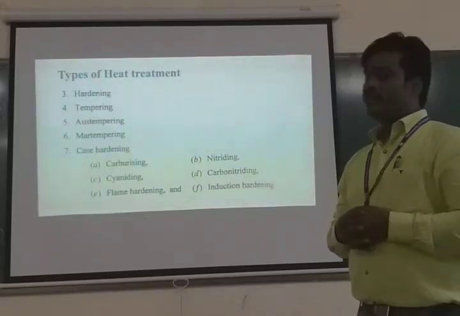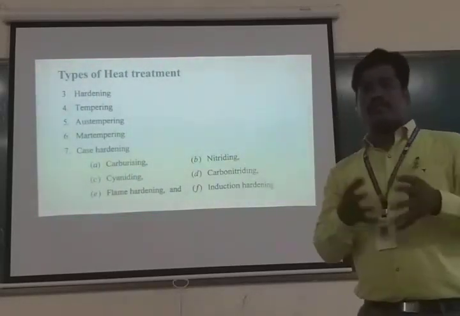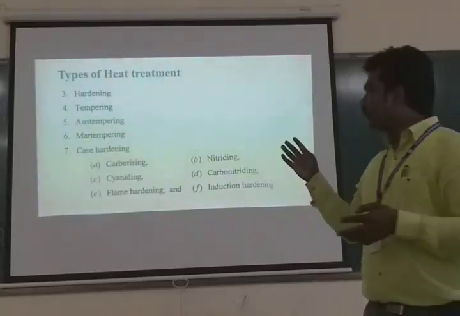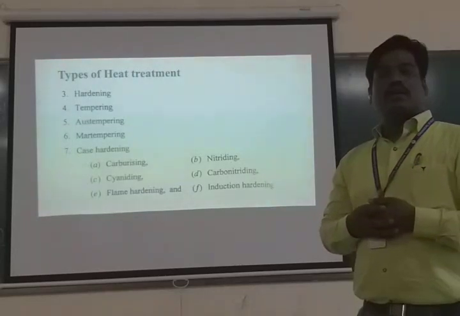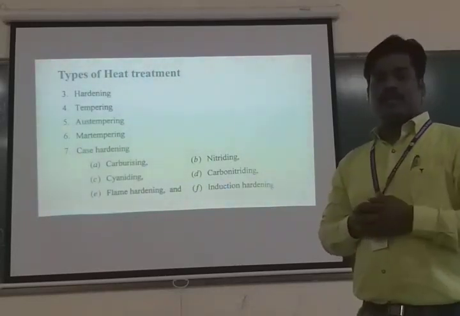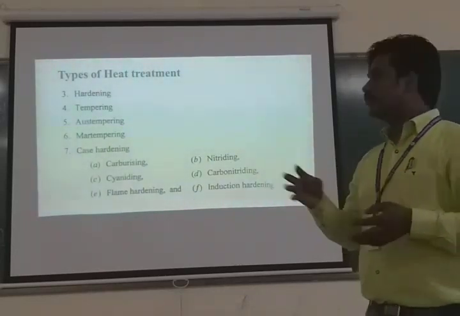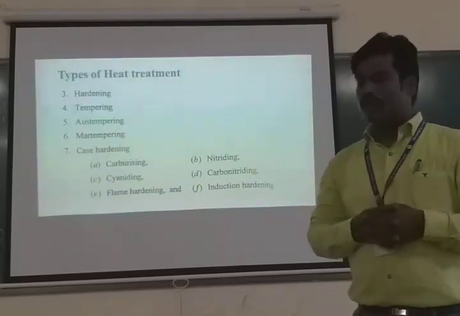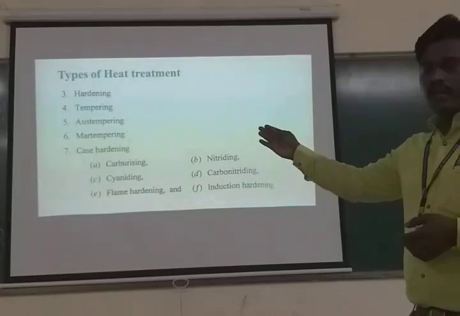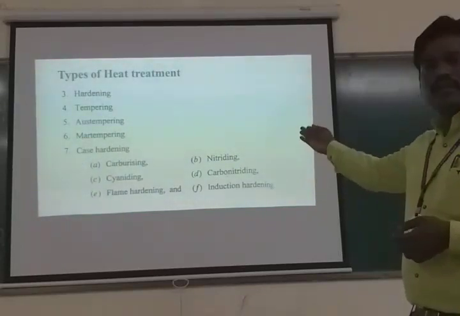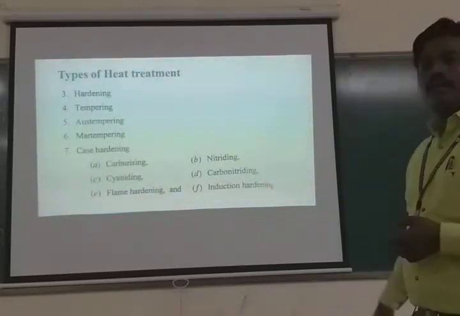hardness of the material in a surface-oriented process. We use a lot of hardened materials like gears and braking materials, everything metal-based. We achieve the hardness by using case hardening. There are several case hardening processes available: carburizing, cyaniding, flame hardening, nitriding, carbonitriding, and induction hardening.